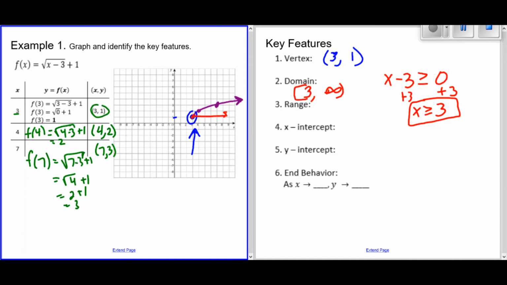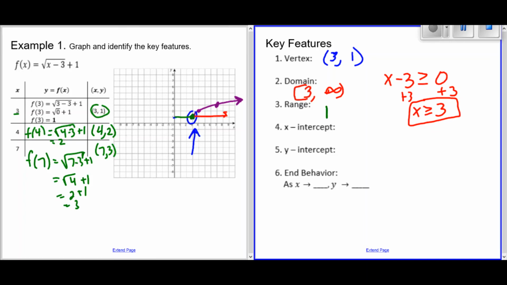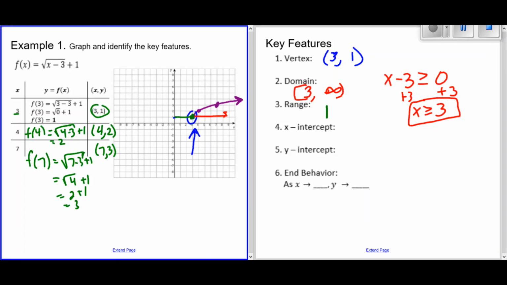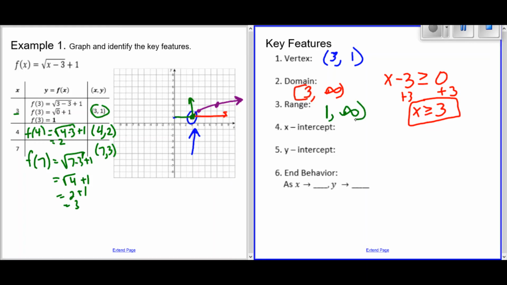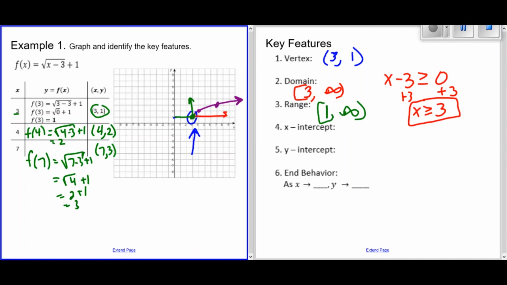For the range, it's going to be the same idea. You're going to start at your starting point. The y coordinate of your starting point is 1. So I know I'm going to have a 1 in my range because that's where my graph starts. Notice my graph goes above this dot. That means my range is going to go 1 to infinity. And I'm going to put a bracket around 1 because my purple line was above my starting point.